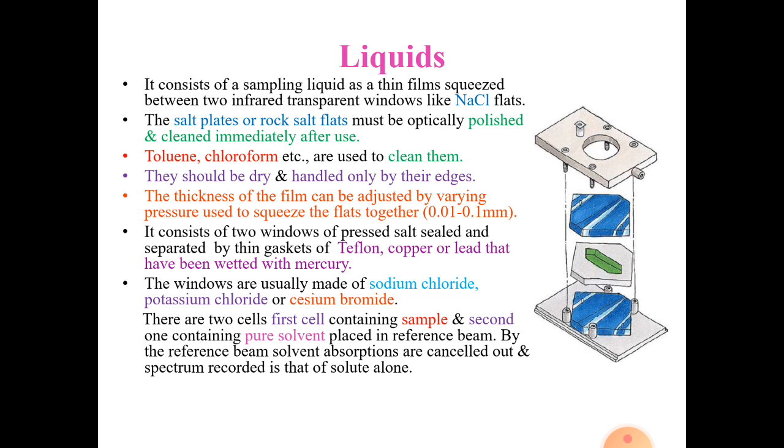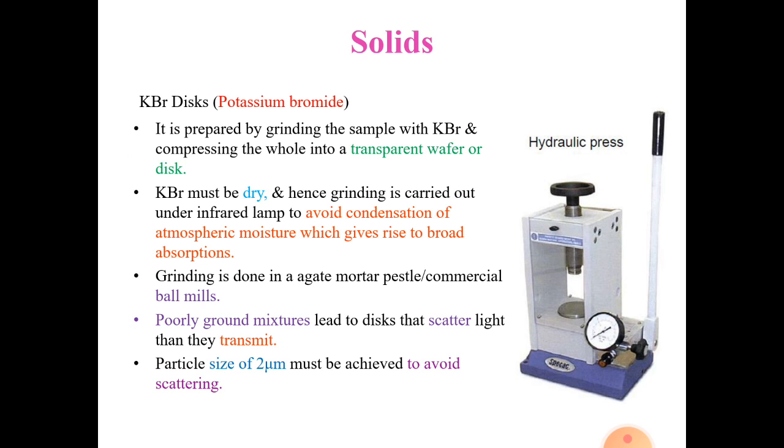Normally we have two cells. The first cell contains the sample and the second cell, containing pure solvent, is placed in the reference beam. By the reference beam, the solvent absorption is cancelled out and the spectrum records the solute alone. If we talk about solids, KBr is the potassium bromide disc. It is prepared by grinding the sample with potassium bromide and compressing the whole into a transparent wafer or disc.